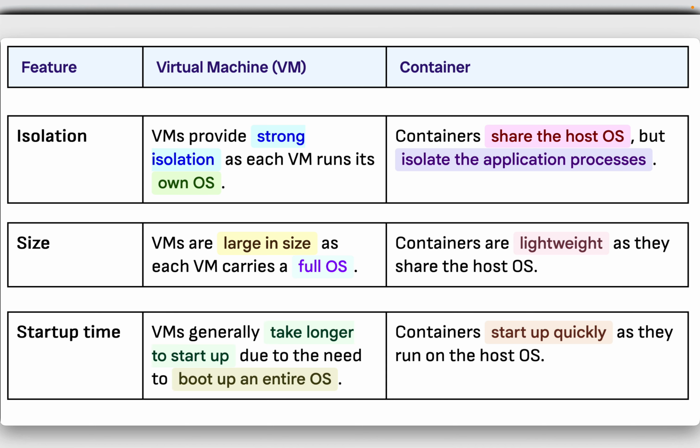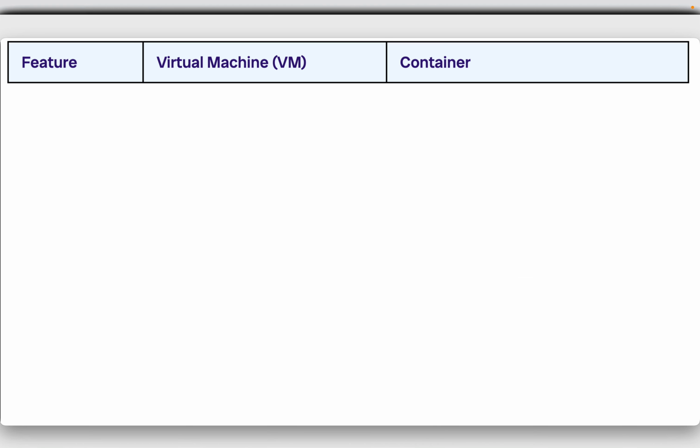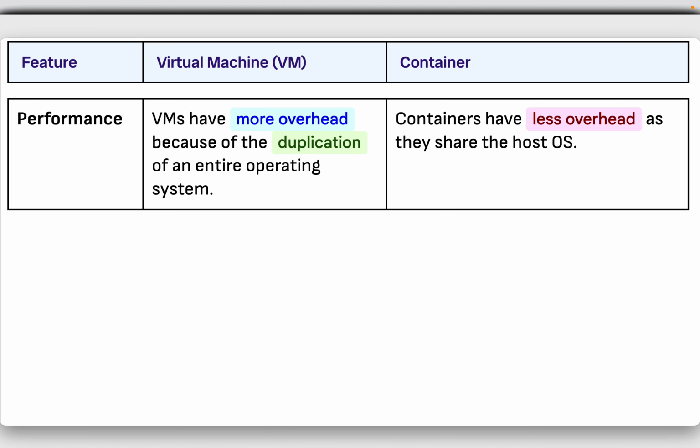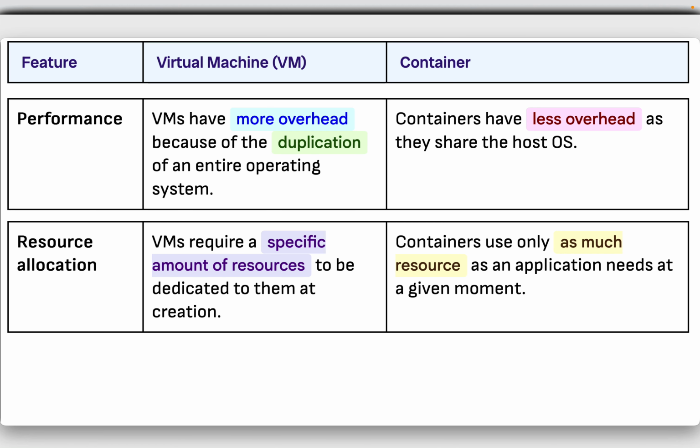Startup time. VMs generally take longer to start up due to the need to boot up an entire OS. Containers start up quickly as they run on the host OS. Next is performance. VMs have more overhead because of the duplication of an entire operating system. Containers have less overhead as they share the host OS. Resource allocation. VMs require a specific amount of resources to be dedicated to them at creation. Containers use only as much resource as an application needs at a given moment.